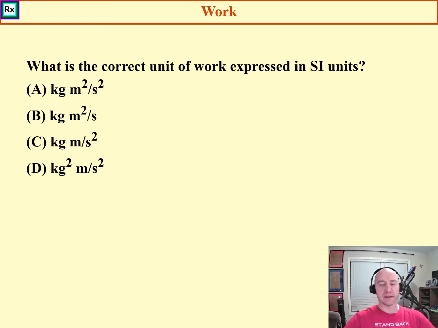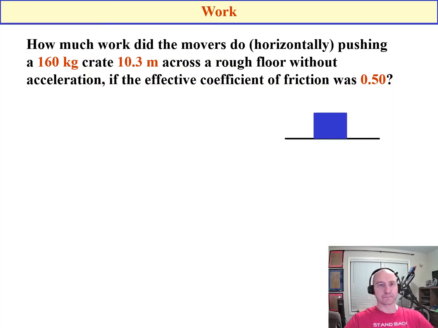If you think about it, work is equal to force times distance. Cosine of theta doesn't have units. So force times distance is newtons times meters, and a newton is a kilogram meter per second squared. So a kilogram meter per second squared times meters gives me kilograms times meters squared divided by seconds squared. We never write it like that. That's actually a unit that we call joules. So our units for work are joules.